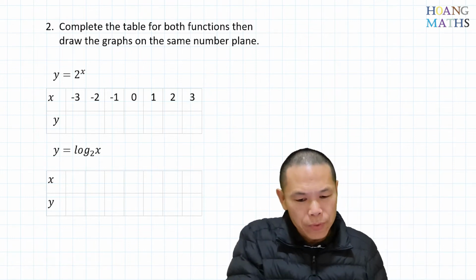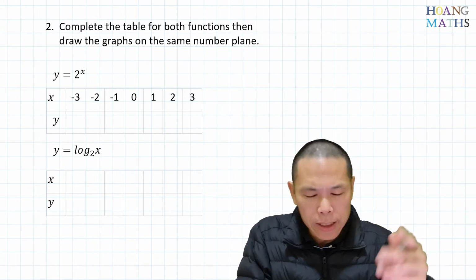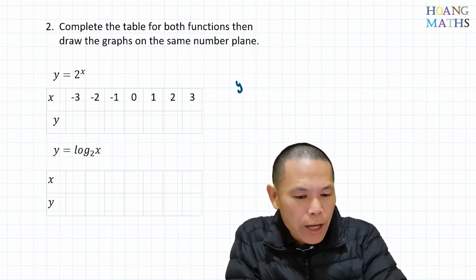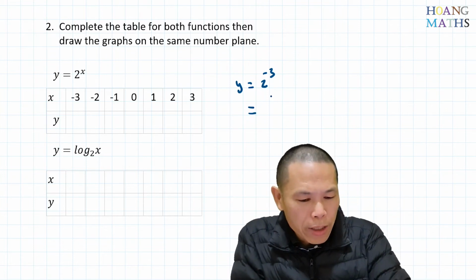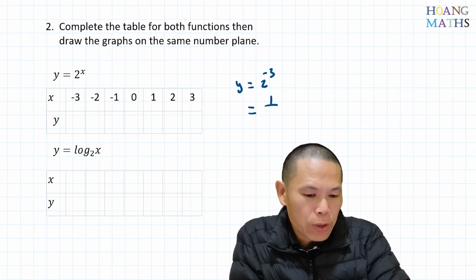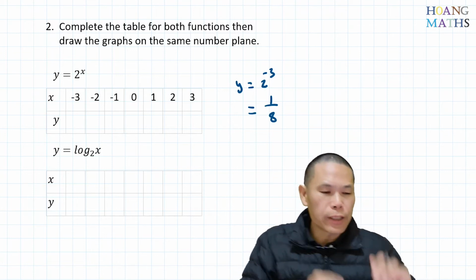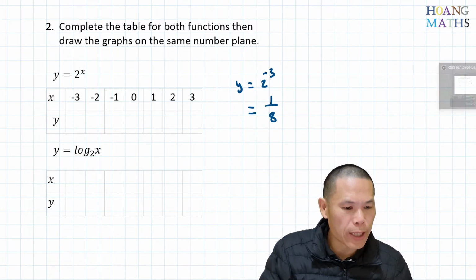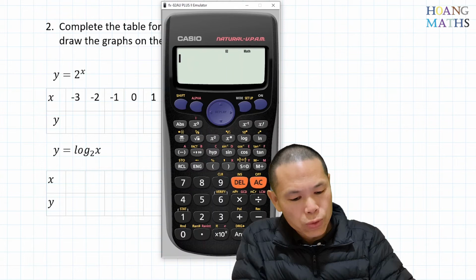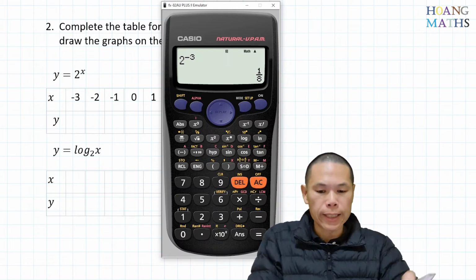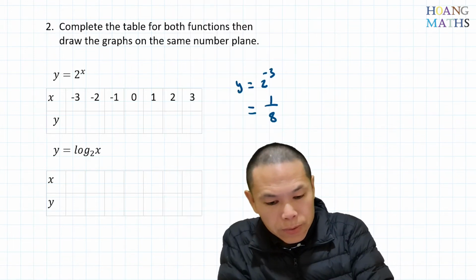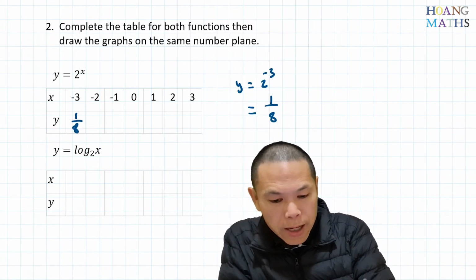So first one. We know that if x equals negative 3, then y equals 2 to the power of negative 3. So that becomes 1 over 2 to the power of 3, which is 1/8. Otherwise, you can just use your calculator. So you go 2 to the power of negative 3, and then press the S-D button: 1/8. There you go. So the answer is 1/8.